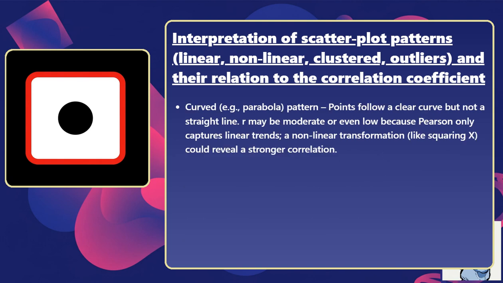Curved, for example parabola pattern, points follow a clear curve but not a straight line. R may be moderate or even low because Pearson only captures linear trends. A non-linear transformation like squaring x could reveal a stronger correlation.